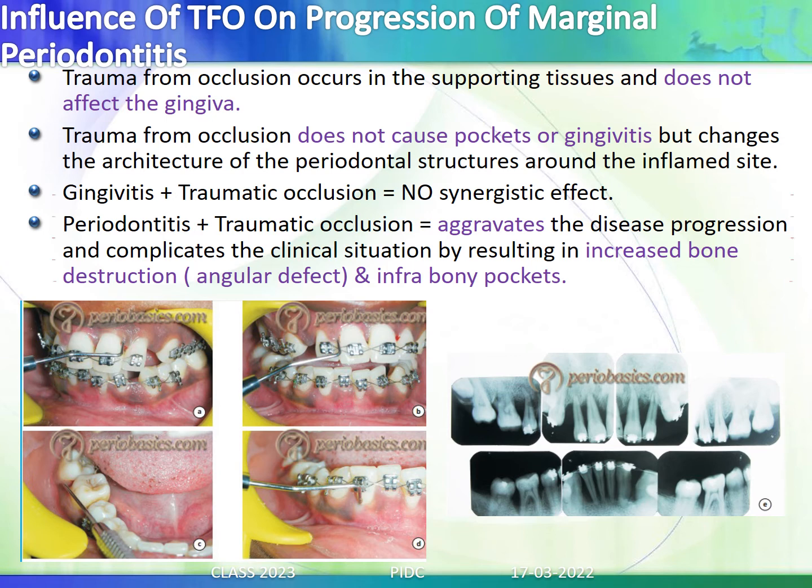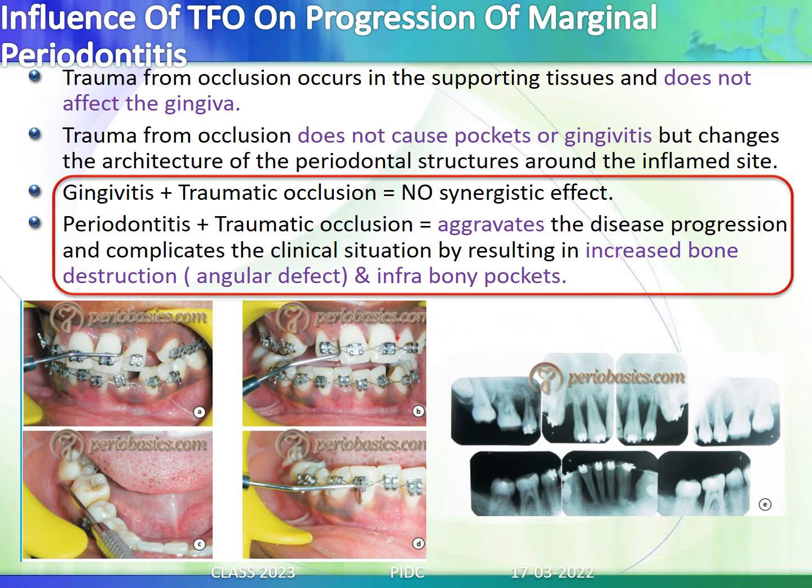In other words, gingivitis plus traumatic occlusion has no synergistic effect, whereas periodontitis plus trauma from occlusion, if present, aggravates the disease progression and complicates the clinical situation by resulting in increased bone destruction and infrabony pockets. So if a patient is able to maintain proper oral hygiene and control the plaque, even if there is a little bone loss, you can carry on with orthodontic treatment.